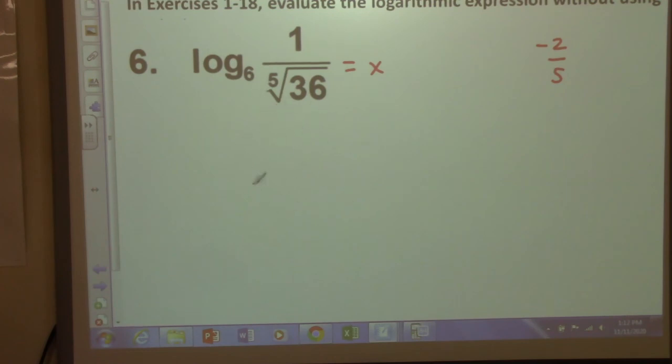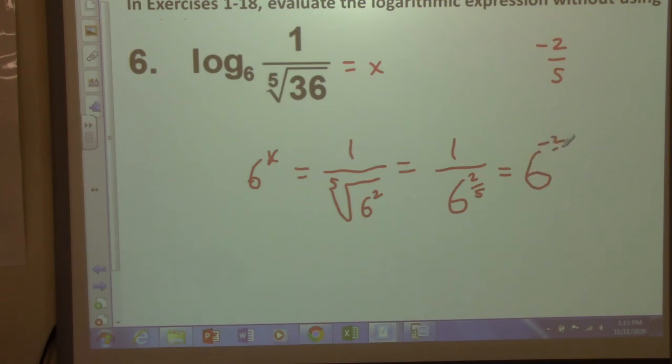So if we rewrite this as 6 to the power of x is equal to 1 over the 5th root of, and I'm just going to rewrite 36 as 6 to the power of 2. And then in the denominator, this is going to be 1 over 6 to the 2/5, which is the same as 6 to the -2/5. So x is equal to -2/5, which is our answer for this one. Okay?